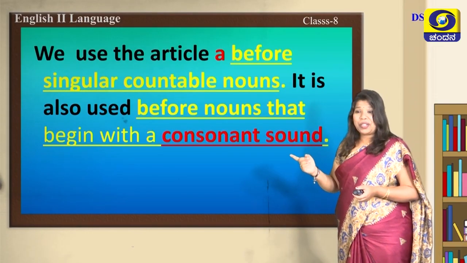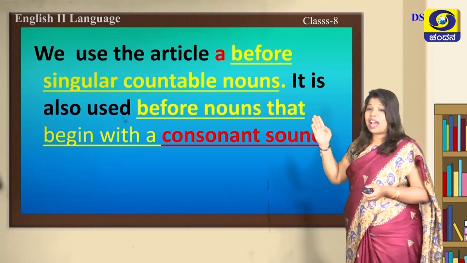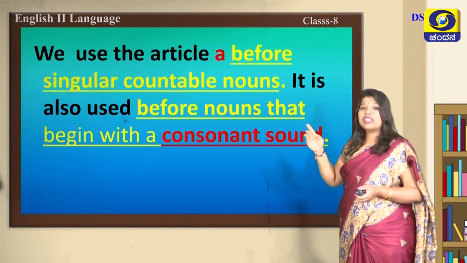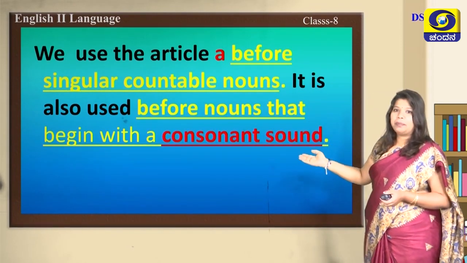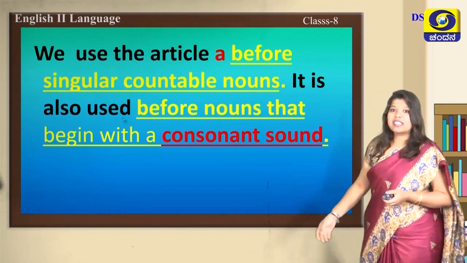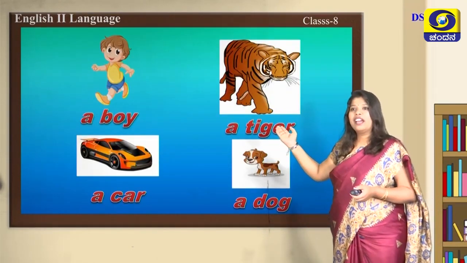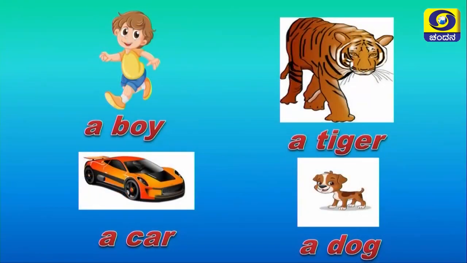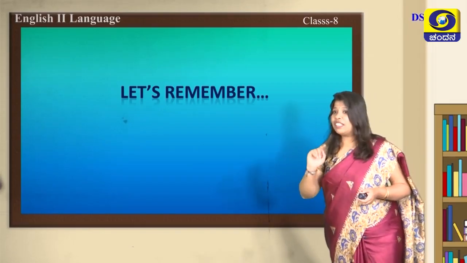Okay, did you like the video? Yes, as the video says, we use the article a before singular countable nouns. It is used before the nouns that begin with the consonant sound. For example, a boy, a tiger, a car and a dog. But you need to remember certain things, children.